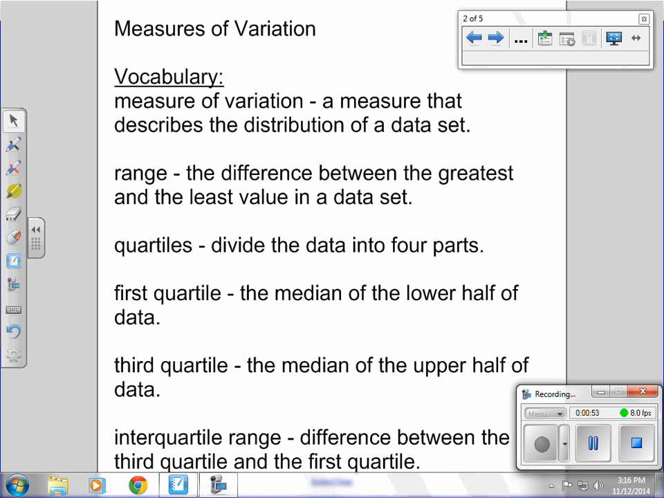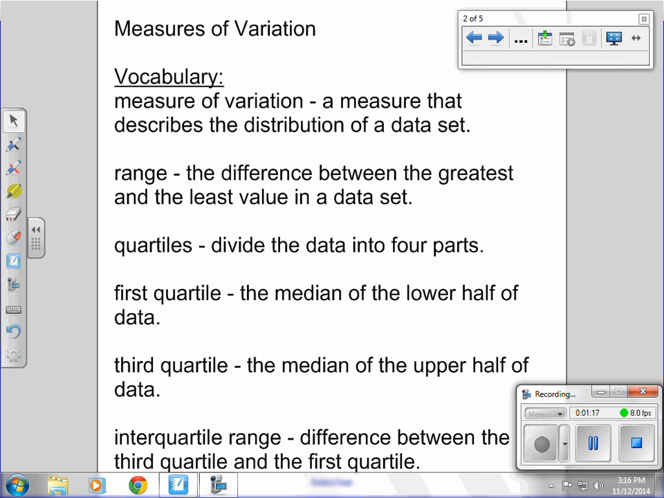Some of the different measurements that we can look at. One is the range. And many of you have heard this one before, just like mean and median and mode from previous years. But the range is the difference between the greatest and the least value in a data set. Remember, difference means to do subtraction. So in order to find range, we're going to take the biggest number in our data set, subtract our smallest number from that, and that's our range. That tells us how spread out the data is.